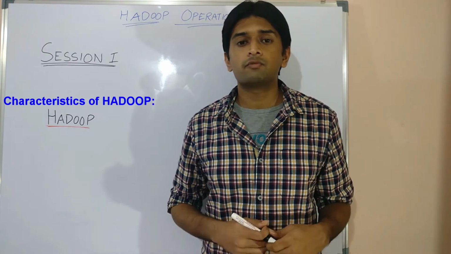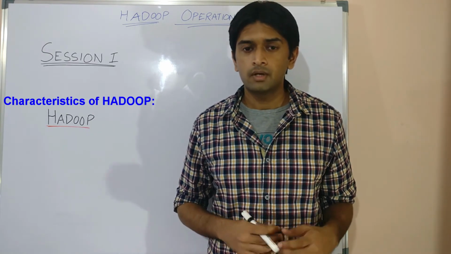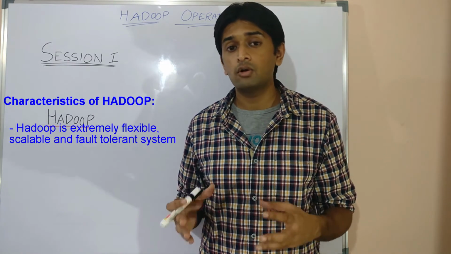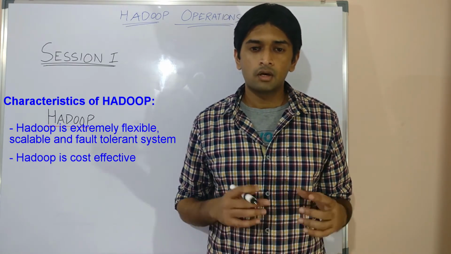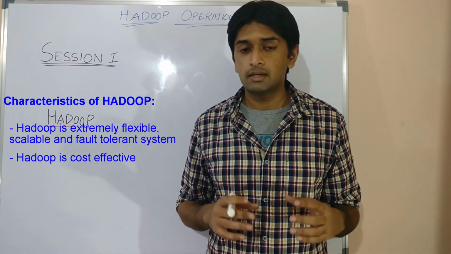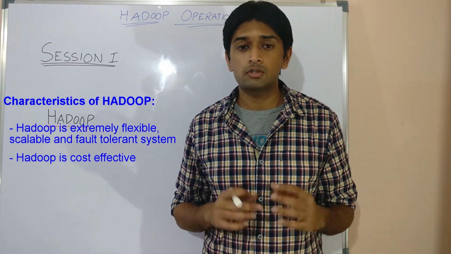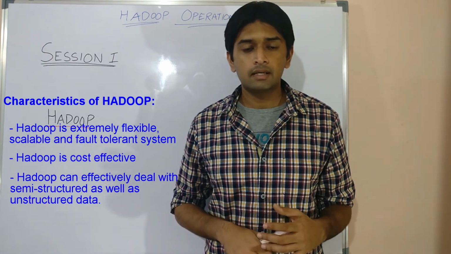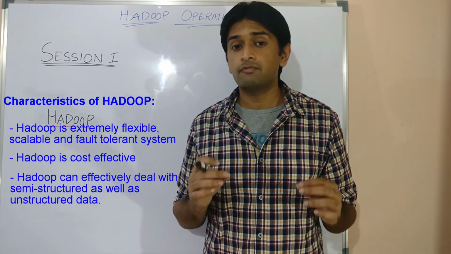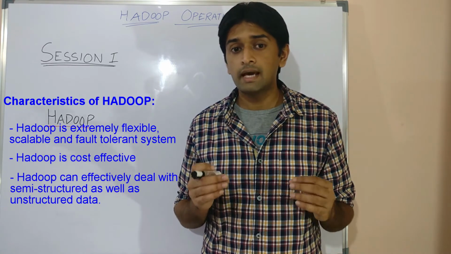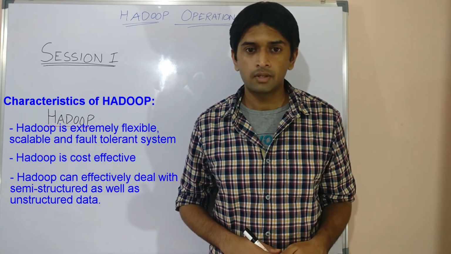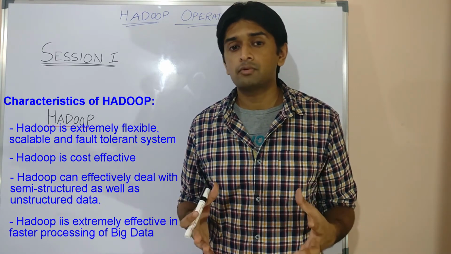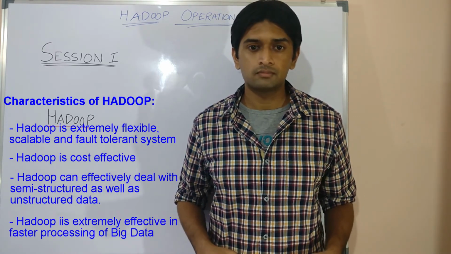Now let me list out some of the important characteristics of Hadoop. Hadoop is designed to be highly flexible, scalable, and a fault-tolerant system. Hadoop is extremely cost-effective. It has comparatively lower storage cost per TB. Unlike traditional database management systems, Hadoop can effectively deal with semi-structured as well as unstructured data. Finally, Hadoop is extremely effective in faster processing of huge amounts of data.